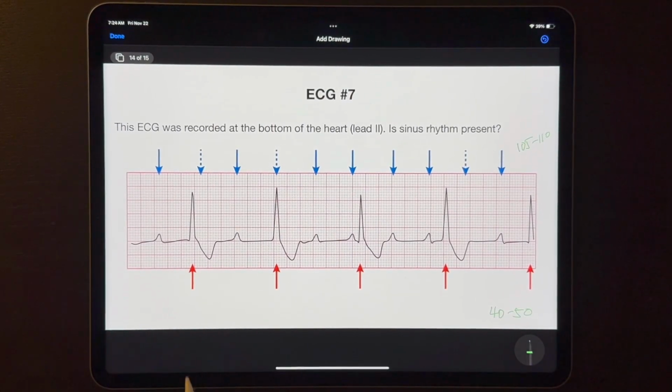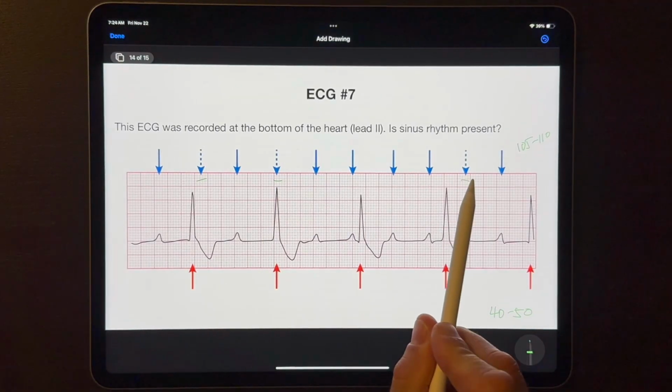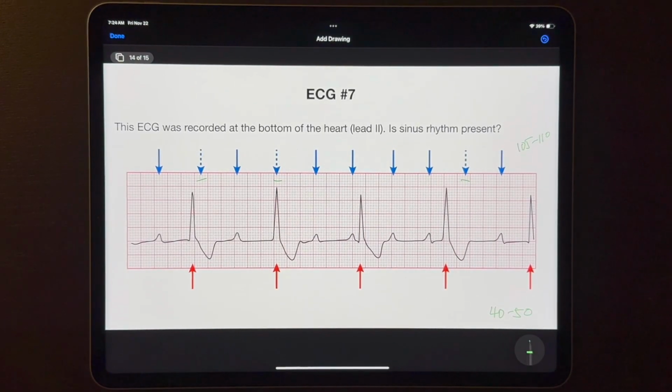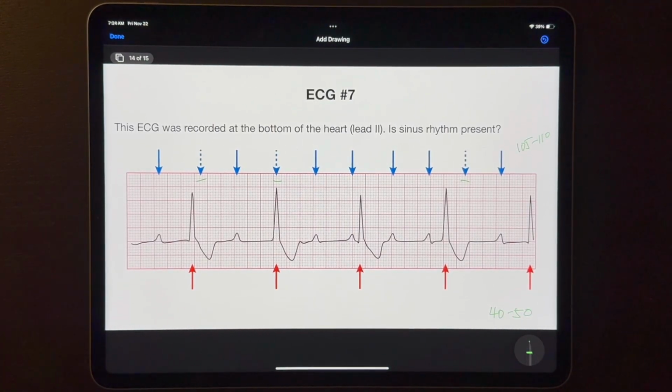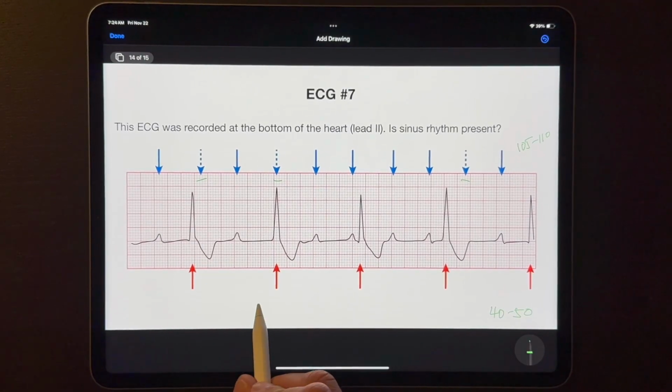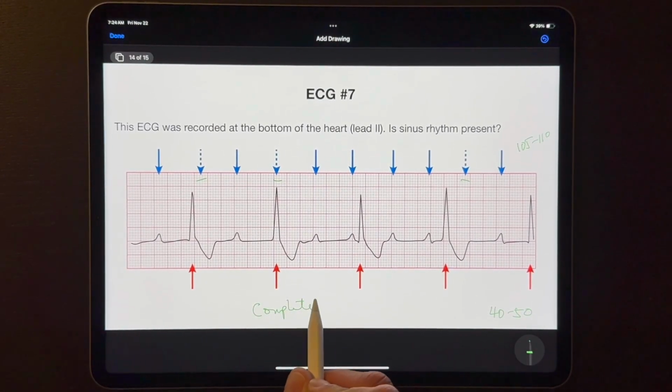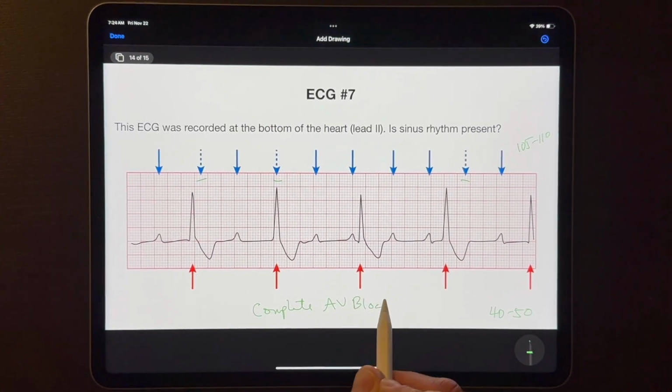The blue dashed arrows represent P waves, which are hidden inside the QRS complexes. There is no relationship between the P waves and the QRS complexes. None of the P waves are transmitted to the ventricles. The P waves are blocked. This is why this is called complete atrioventricular block or complete AV block. Looking back at the previous ECG, you now know that AV block can be partial or complete. This ECG also exemplifies the concept that sinus rhythm can be present in an abnormal ECG.